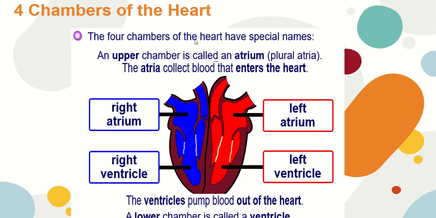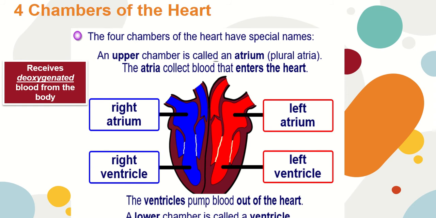We have four chambers of the heart. And these four chambers have special names. The upper chamber is called atrium, and its plural is atria. This is the upper chamber. We have the right atrium and we have the left atrium. The atria collect blood that enters the heart. And the lower chamber is called ventricle. We have the right ventricle and we have the left ventricle. The ventricles pump blood out of the heart.